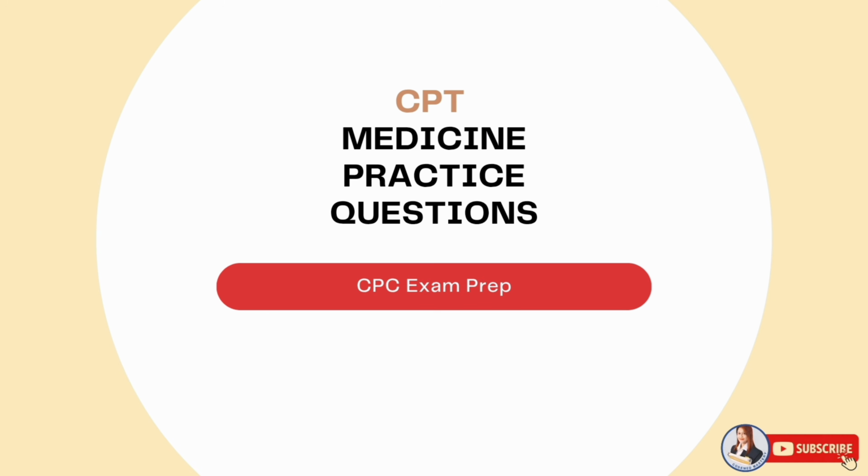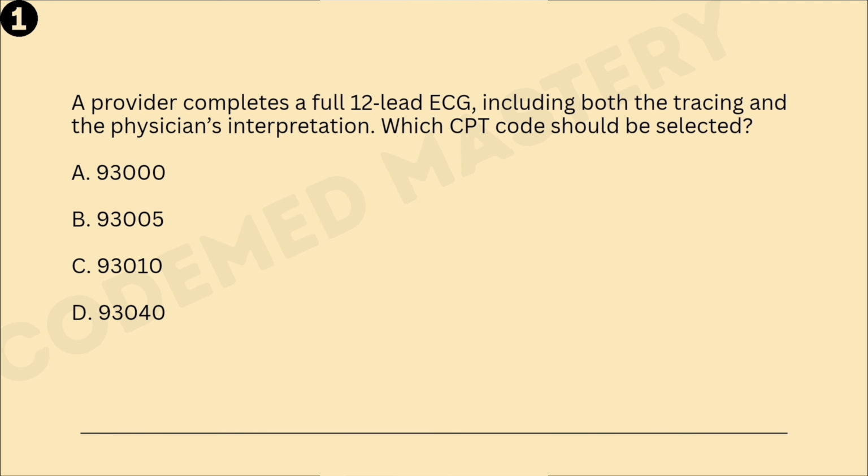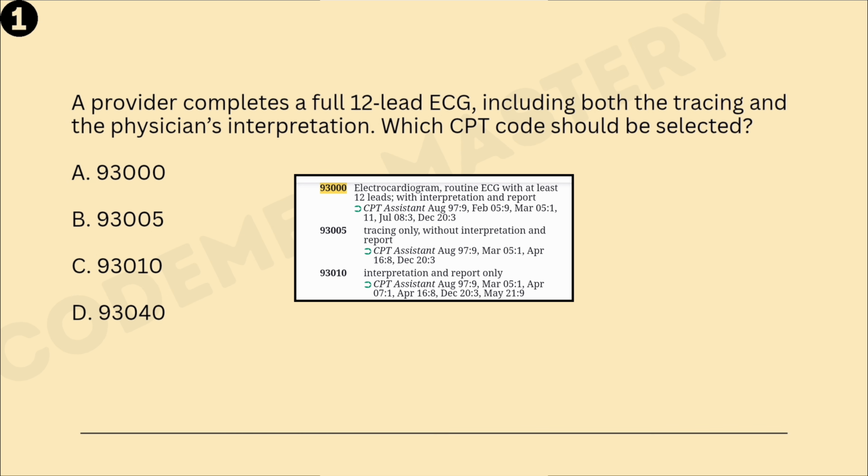Let's start with the first question. A provider completes a full 12-lead ECG, including both tracing and the physician's interpretation. Which CPT code should be selected? Check the codes. Check option A, 93000. 93000 is for electrocardiogram, routine ECG with at least 12 leads with interpretation and report.